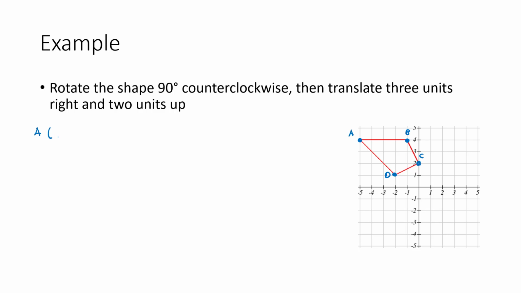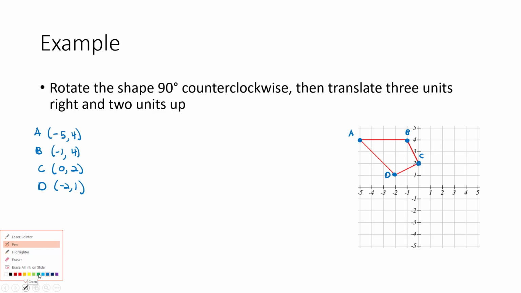So A is at the point (negative 5, 4). B is at the point (negative 1, 4). C is at the point (0, 2). And D is at the point (negative 2, 1). And the first thing we're going to do is do a 90 degree counterclockwise turn.